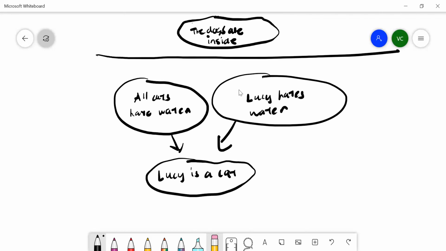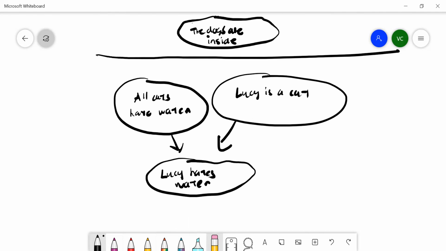Okay, if you said that you disagree, I think you're right. Because even if all cats hate water, and even if Lucy hates water, Lucy doesn't have to be a cat. Lucy could be a person that hates water. At least Lucy could be a dog that hates water. So instead, I would say that we should swap those two. And we should say, Lucy is a cat. And if all cats hate water and Lucy is a cat, then Lucy hates water.